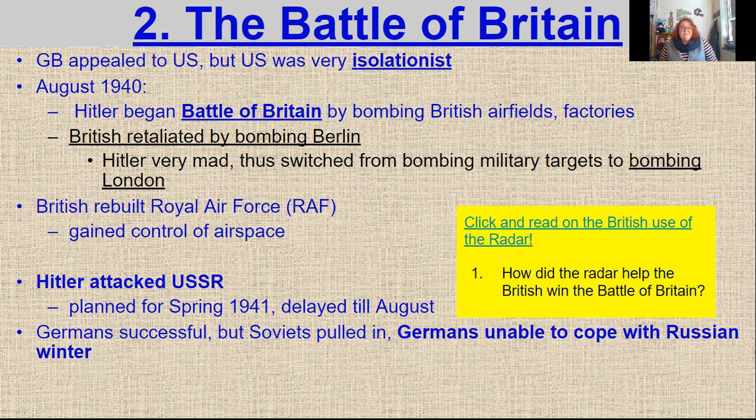British retaliated. They were like, dude, if you're going to bomb us, we're going to bomb you. So they bombed Berlin. And this made Hitler very mad. Very mad. Thus, he switched from bombing just military installations to now bombing London, bombing civilians. And this allowed the British to actually rebuild the Royal Air Force so that they were able to gain control of the airspace over Britain.